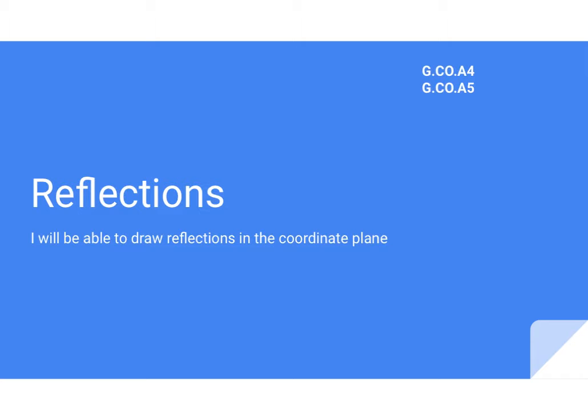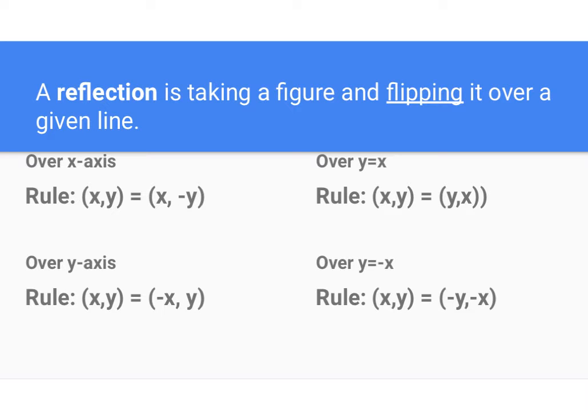Reflections. After watching this video, I will be able to draw reflections in the coordinate plane. So a reflection is another type of transformation, which is taking your image or a figure and flipping it over any given line. And I like to think about taking a piece of paper, folding it, and whenever you have something on one half of that paper, it comes in reverse or flipped on that other half. So we're flipping it over a given line.